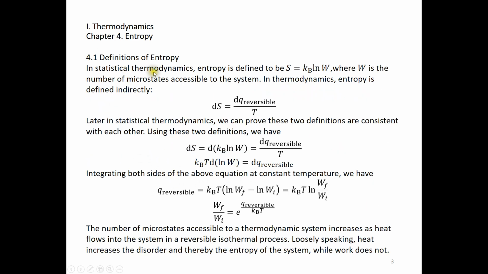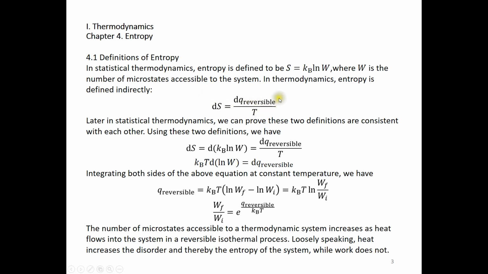Again, in statistical thermodynamics, we have an equation for entropy proposed by Boltzmann. Entropy is equal to the Boltzmann constant times the natural logarithm of W, and W is the number of microstates accessible to the system. So the system can be in any one of the W microstates. In thermodynamics, however, we have a different definition for entropy, and it's defined indirectly. We define the differential of entropy. dS is equal to dq reversible over T.